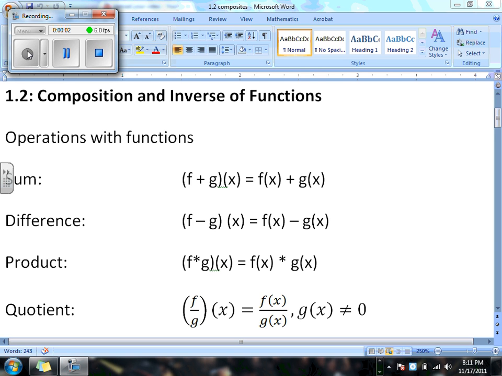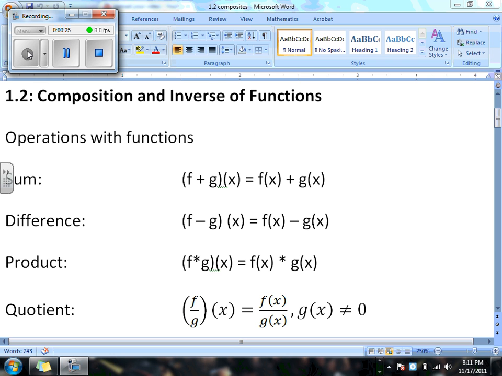Section 1-2, composition and inverse of functions. All right, so this will be a little more review of algebra. We're going to work on quite a bit of algebra here in this first section, just because our algebra needs to be sharp as we move towards calculus. So we're going to work on some skills. You've been exposed to these things, but it might be just a matter of refreshing your memory. So let's get to work.